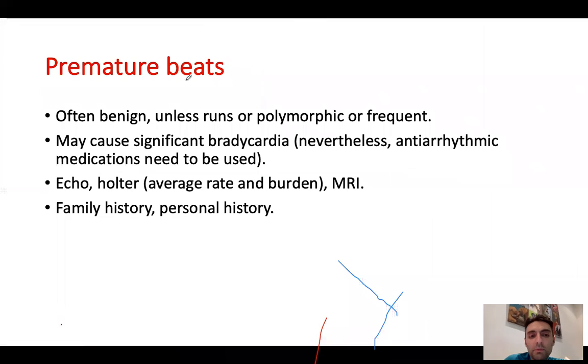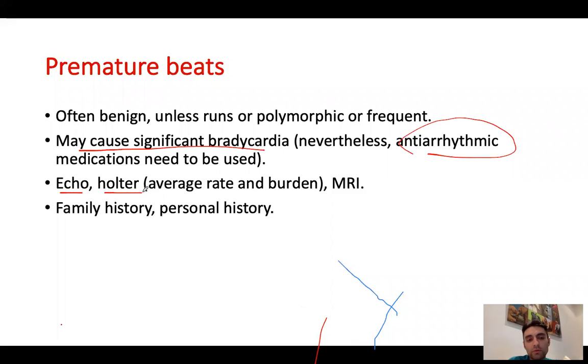Okay, so these are premature beats, often benign, unless there are runs or they are polymorphic. I'm talking about PVCs or PACs. They are usually benign unless they are polymorphic, there are runs, very frequent, there is family history of death, cardiomyopathy, or unexplained syncope, and there's something funny in the family history. And they may cause bradycardia. You want to use antiarrhythmics despite the bradycardia.